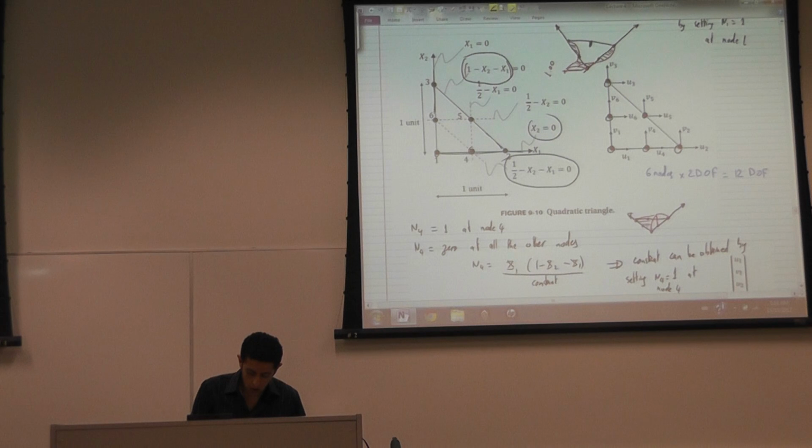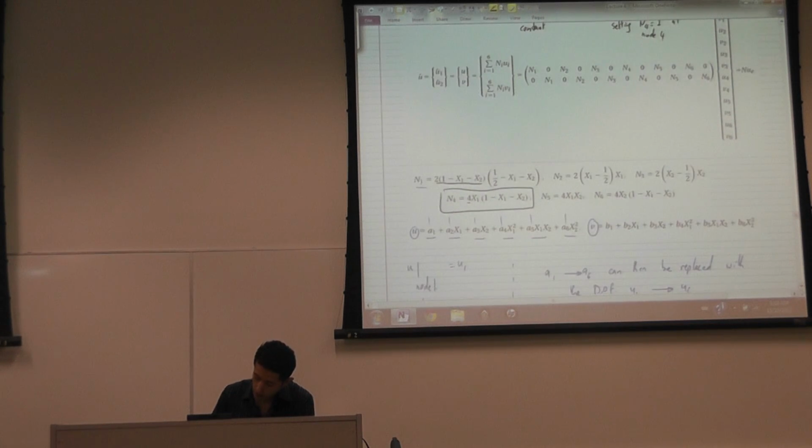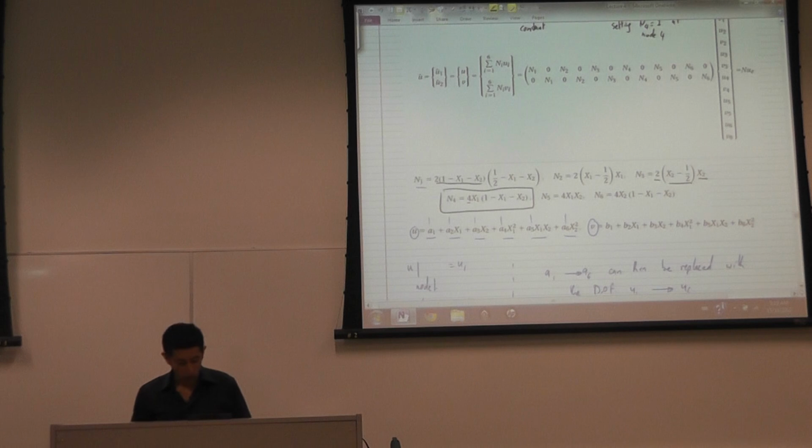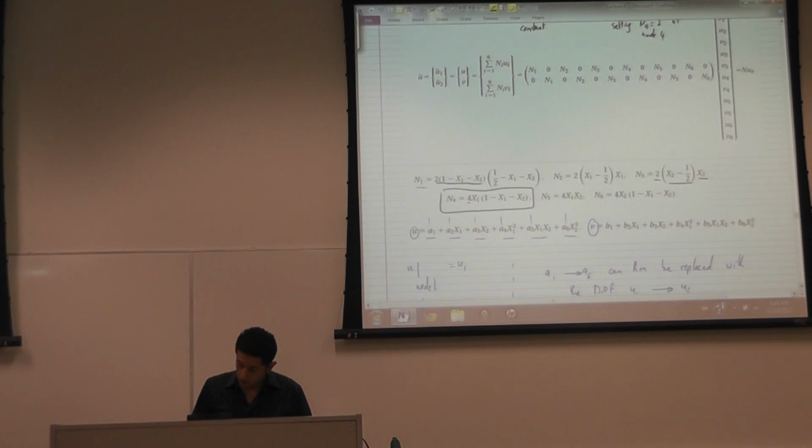n3, for example. I want a function that will give me 1 here and 0 at these other nodes. So n3 will be equal to this line, which is half minus x2, multiplied by this line, which is x2 equals 0. So let's look at n3: x2 and half minus x2, or x2 minus half, and a constant. The constant can be obtained by setting n3 equal to 1 at node 3. And this ensures that n3 will be equal to 0 at all the other nodes.